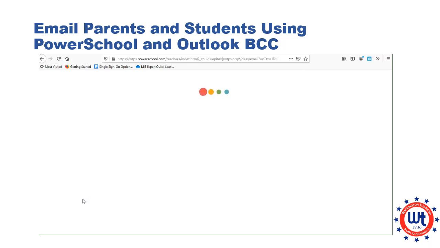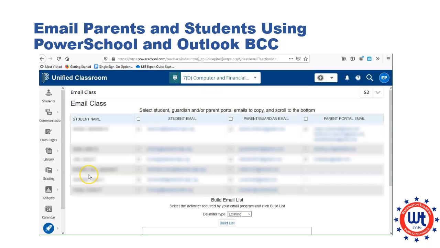From here, it is going to take you into a new window. On this screen, you will see a list of all the student names, student emails, parent emails, and then the parent portal emails. Quick difference, these are the ones that have been entered into PowerSchool by the district based on the information that was submitted from the parents. Over here, these are the emails that the parents have added themselves in the parent portal when they go into their own account. So if these two columns don't match, you might want to select both to make sure that you're hitting everyone.